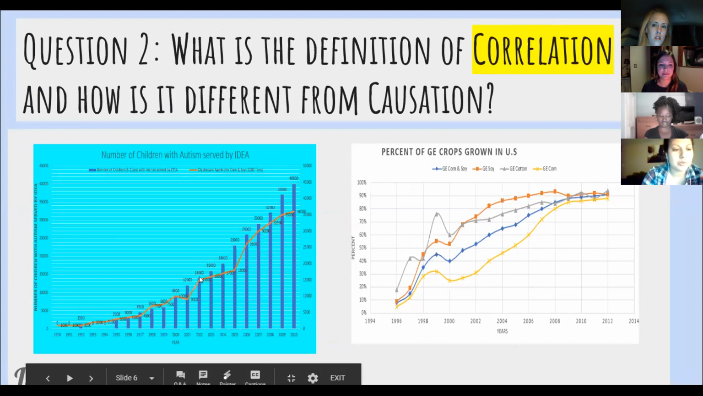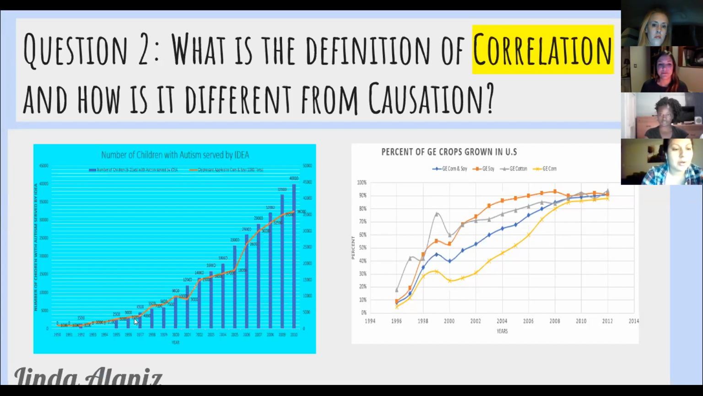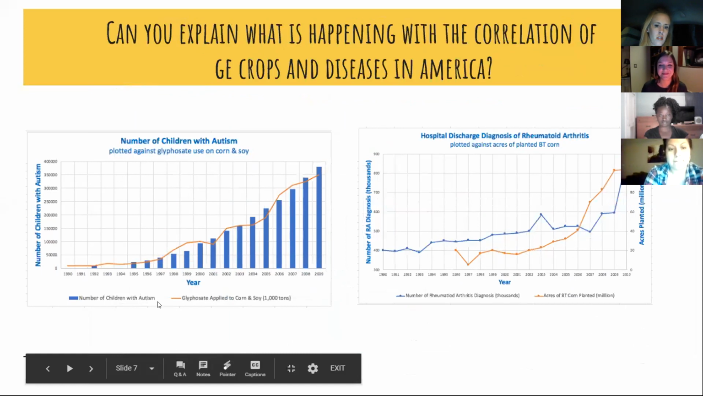In the graph, it shows that there is a strong correlation between the U.S. crops and genetically engineered, genetically modified crops. Depending on who you ask, some believe genetically engineered, genetically modified crops affect our health in the long run. That's the difference between correlation and causation. All right.